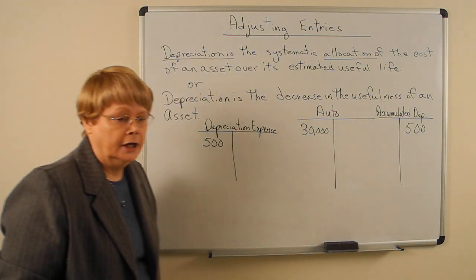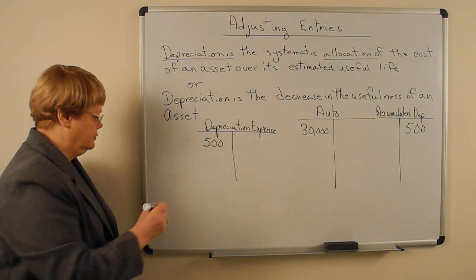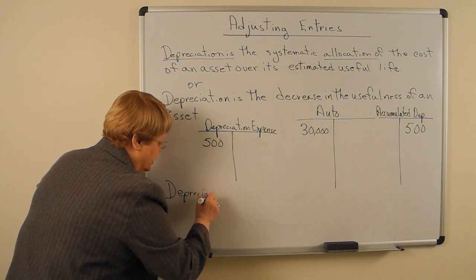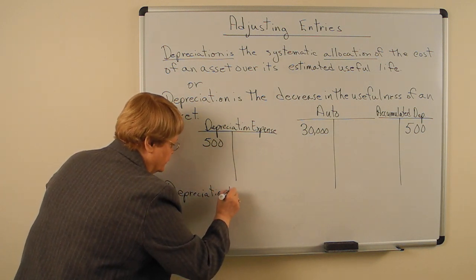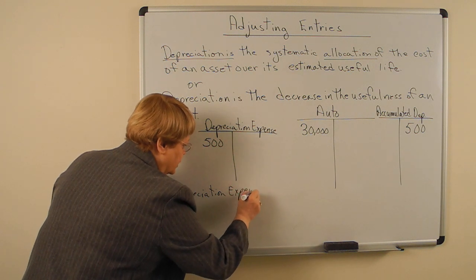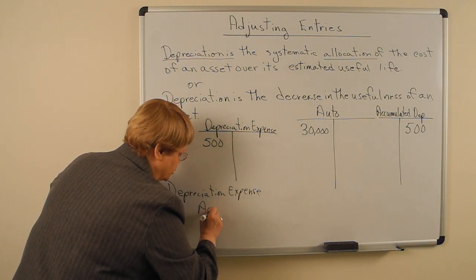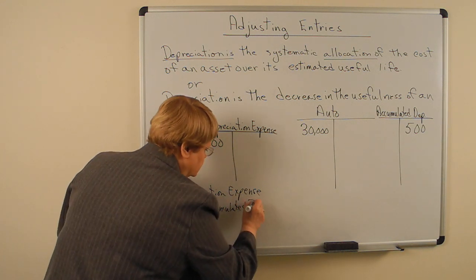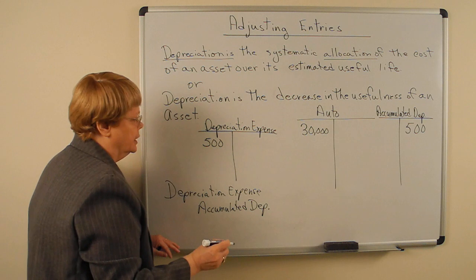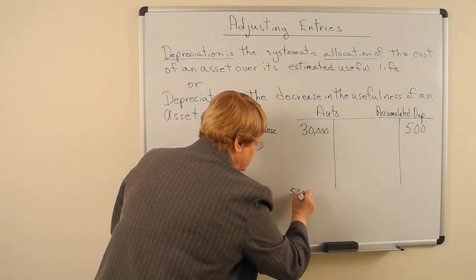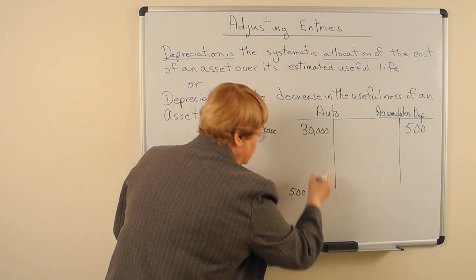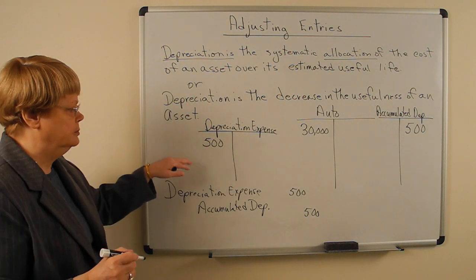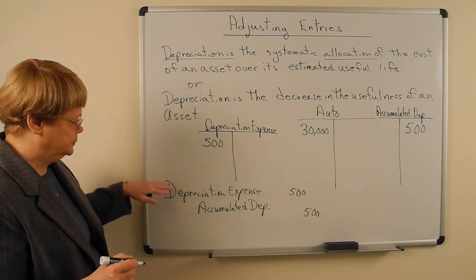Not directly, okay? Alright, so our entry then is a debit to depreciation expense and a credit to accumulated depreciation, I'm going to abbreviate there, and that was $500. And we're going to ignore that. I should have put that on the end instead of the accumulated depreciation, but we'll ignore that one right now.